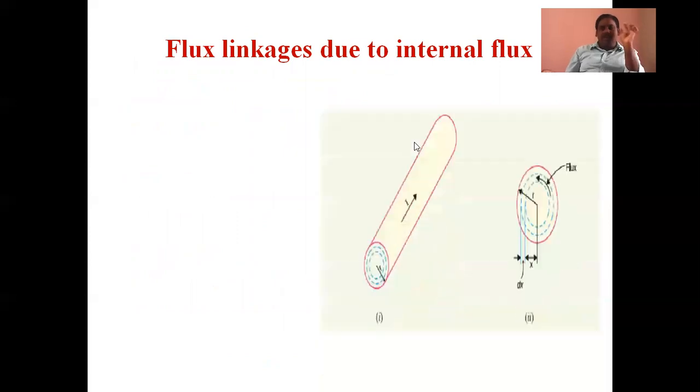That means if we consider a conductor, the current flowing through the conductor is I amperes. And the conductor is in the form of a cylindrical shape. The radius of the cylinder is R, and the flux path in the cylindrical conductor in this radius is like this. Dotted lines show the flux path.